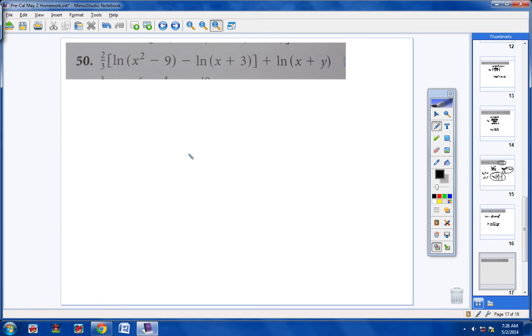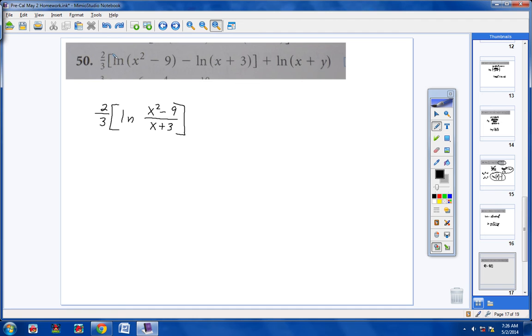Well, let's go ahead and start inside of our brackets first. Notice I have a natural log here. I'm going to circle it for you. And a natural log here, and they're both being subtracted. Okay, so I'm going to bring down my 2/3, I'm going to bring down my bracket, and I'm going to write 1 natural log, and I'm going to write x squared minus 9 over x plus 3. I hope that makes sense. Okay, I took this log here and this logarithm here. I noticed they're being subtracted, so I combined them into one log.